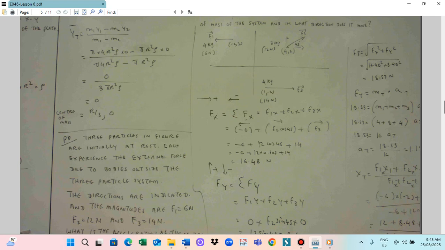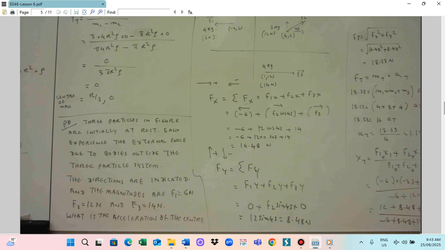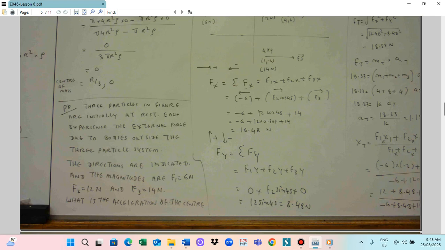This is Fx, which is F1x plus F2x component plus F3x component. F1x is minus 6 horizontally. F2x is F2 into cos 45. And F3x is 14. Then we get 13.65 Newton. So this is Fx. We also have to calculate the direction. What is the acceleration of the center of mass? So for Fx we can calculate 13.65 Newton.